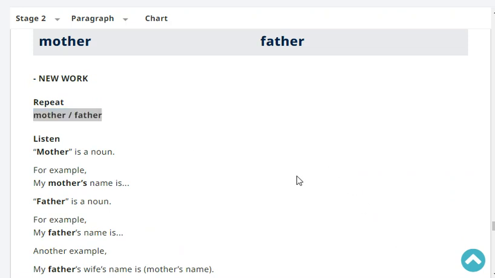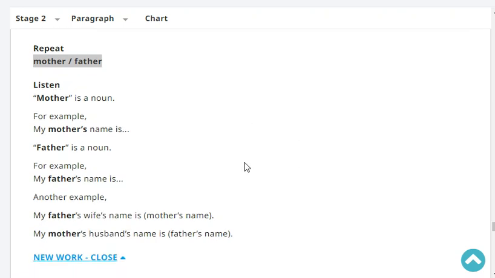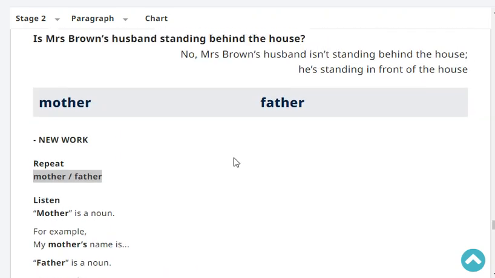Okay, listen. Mother is a noun. For example, my mother's name is Mary. Father is a noun. For example, my father's name is Joseph. Another example is my father's wife's name is Mary. My mother's husband's name is Joseph.